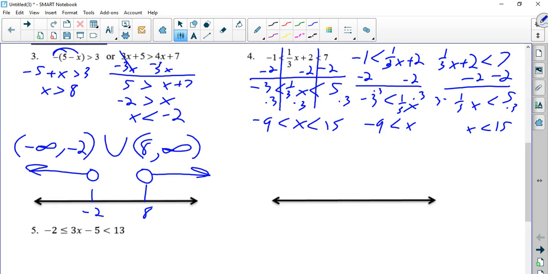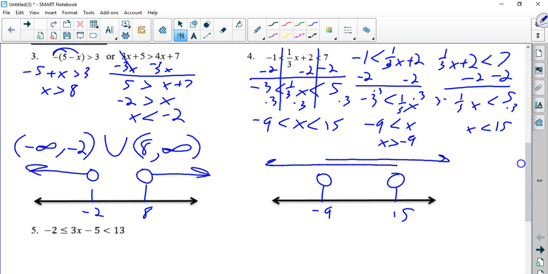Now remember, we got to read from the letters. So this is really x is greater than negative 9. So we put our negative 9 down. We put our 15 here. And they're both open dots. Now think about it. Greater than negative 9 is going this way. Less than 15 is going this way. We want that area right there. Just the in-between. We cut off the overlap on each side. And then interval notation is between negative 9 and positive 15, not inclusive because we have open dots.